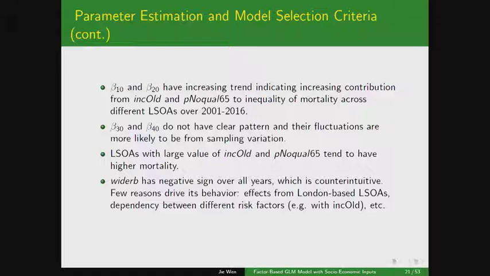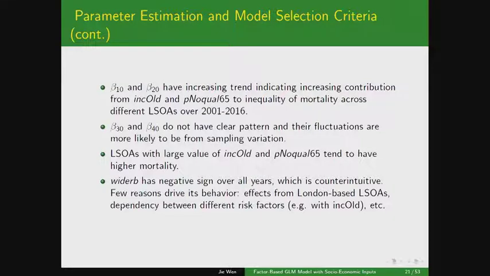So here is a summary of what we have found from the estimated parameters. Beta 1.0 and beta 2.0 are increasing over time, which means they are increasing contributions to the inequality of mortality from those two factors. Meanwhile, beta 3.0 and beta 4.0 have no clear pattern, and their fluctuations over time are more likely to be sampling variation instead of a genuine pattern. And the RSOEs with larger values of income old score and proportion of no qualification people tend to have higher mortality, of course. And the wider barrier here has a negative sign, which is a bit different from our expectation.